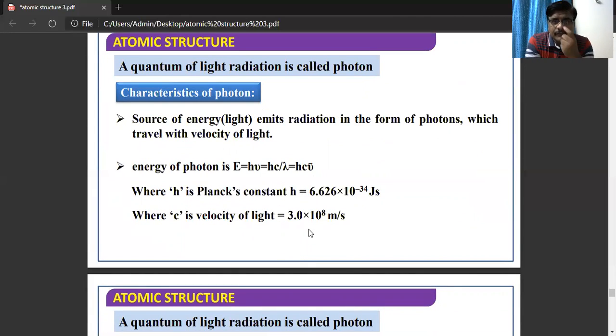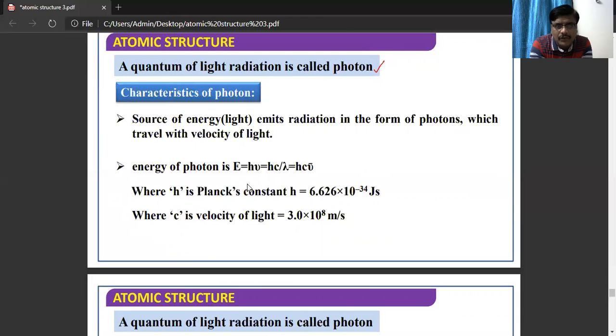Next, a quantum of light radiation is called a photon. So what is a photon? Light consists of photons. The quantum of light radiation is called a photon. If you see the characteristics of a photon, when the source of light is emitting radiation, it is in the form of photons, which travel with the velocity of light.